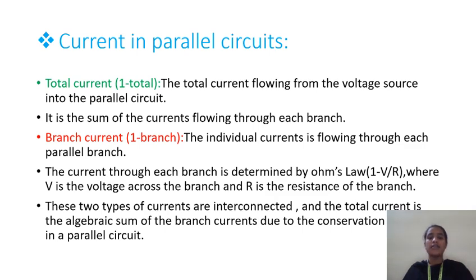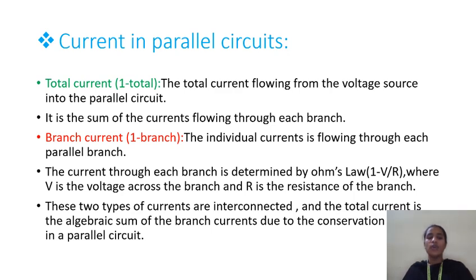Current in a parallel circuit. Total current: the total current flowing from the voltage source into the parallel circuit. It is the sum of the currents flowing through each branch. Branch current means the flow of electrons. The individual current is flowing through each parallel branch.